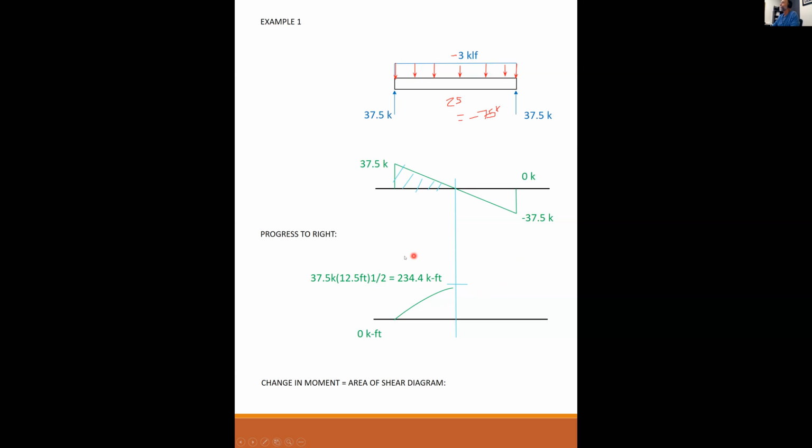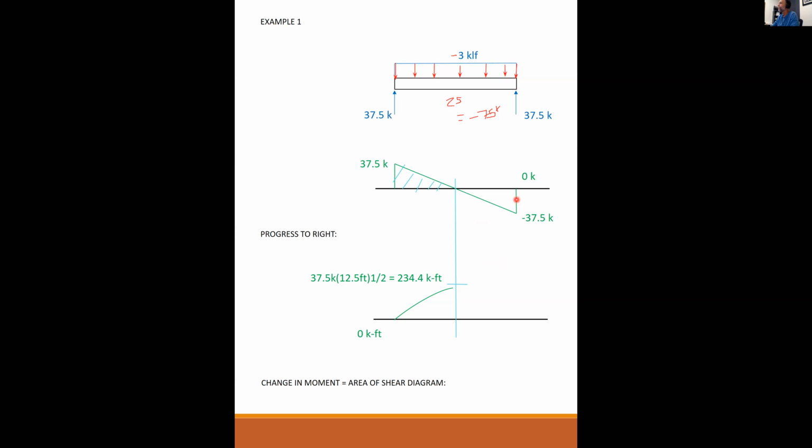Now, that's only half of the moment diagram. What happens on the other half of the moment diagram? It should be symmetric, right? Right, because the shear is symmetric, so it's going to go to zero the same way.